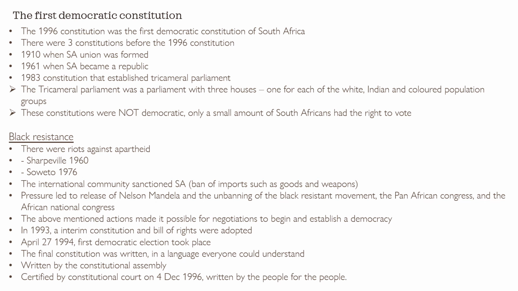The final constitution was written in a language that everyone could understand. It was written by the Constitutional Assembly and certified by the Constitutional Court on the 4th of December 1996, and the slogan for it is "Written by the people, for the people."